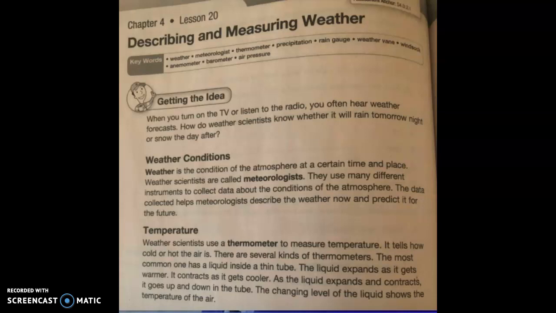Weather conditions. Weather is the condition of the atmosphere at a certain time and place. Weather scientists are called meteorologists. They use many different instruments to collect data about the conditions of the atmosphere. The data collected helps meteorologists describe the weather now and predict it for the future.